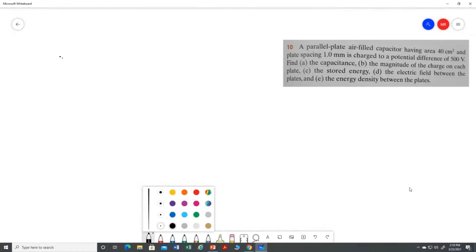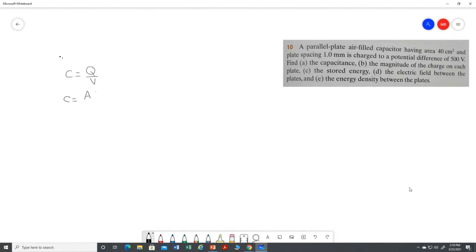Okay. What is the formula for capacitance of the capacitor? C is equal to Q over V. Am I right? What is the formula for a parallel plate capacitor? Capacitance of the parallel plate capacitor: C is equal to A multiplied by epsilon naught divided by d. Am I right?